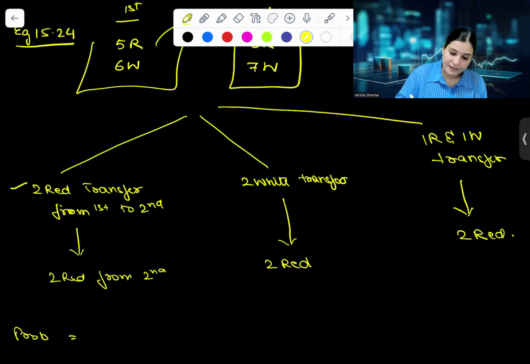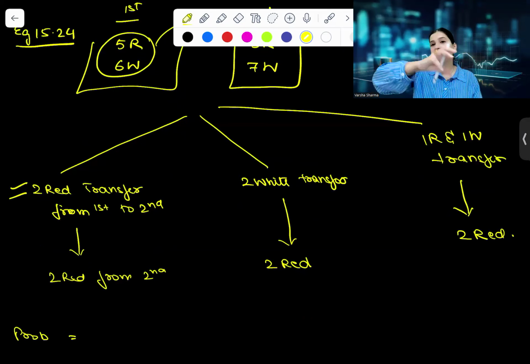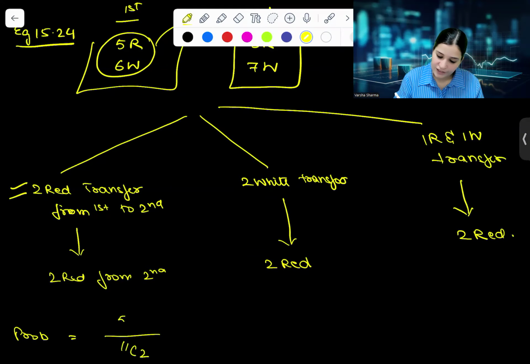Now the first case, transfer two red balls from here. What is the probability of selecting two red balls that I'm going to throw in the second one? Two red balls: 5C2 by 11C2. Total 11C2. From that I need to select two red balls.